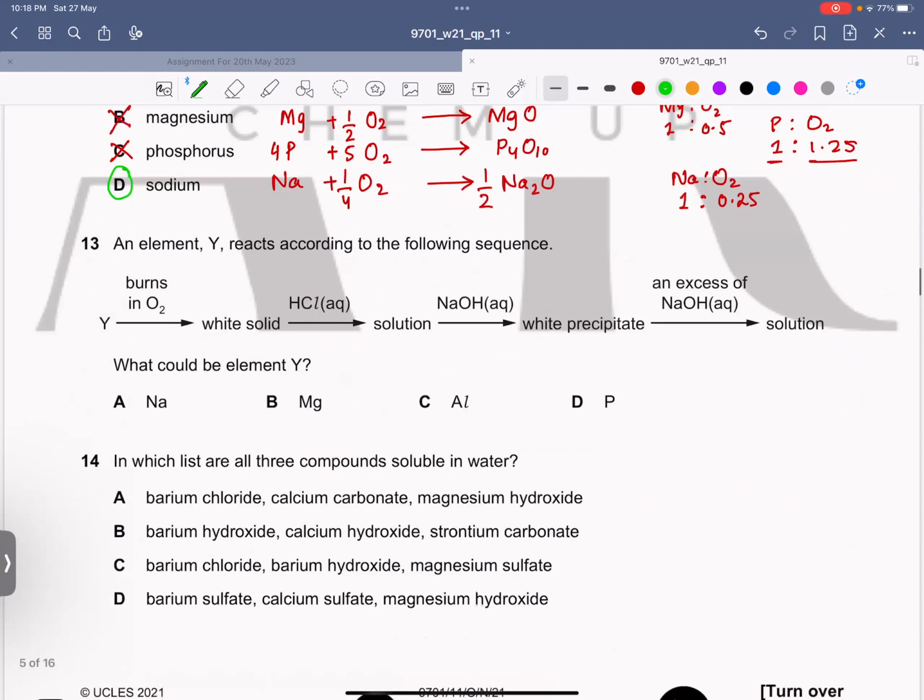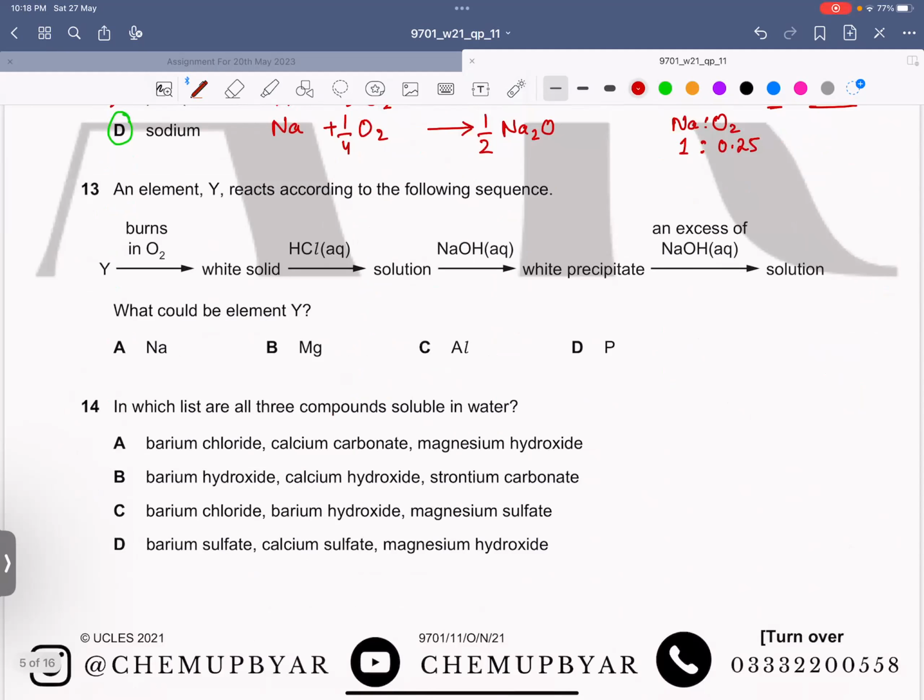Now, question number 13. An element Y reacts according to the following sequence. Y burns in oxygen, so there is an oxide of Y, which is a white solid. Then there is a chloride of Y, and it is water soluble. And when adding sodium hydroxide, its hydroxide forms a white precipitate. And with excess sodium hydroxide, that white precipitate dissolves, right?